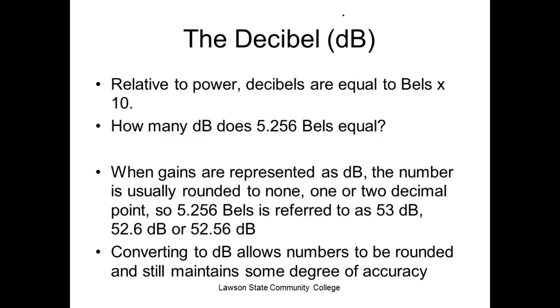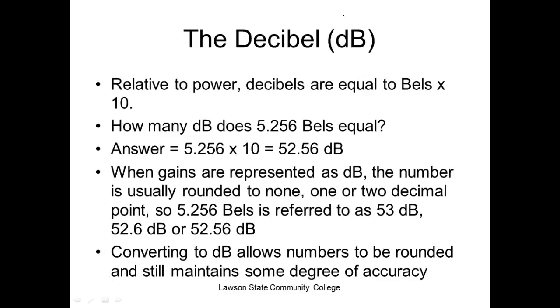So all we would do is just take this number, and we don't even have to use a calculator. We just shift the decimal to the right one time. And then we call it dB. So instead of saying 5.256 bels, we would say 52.56 dB. So all we have to do to go between bels and decibels is move it to the right one place for dB, and move it to the left for bels, right? Everybody understand? So it'd be 52.56 dB.